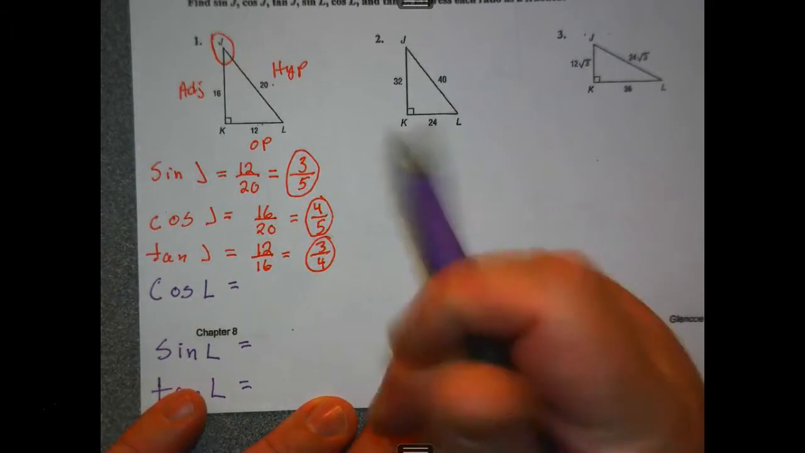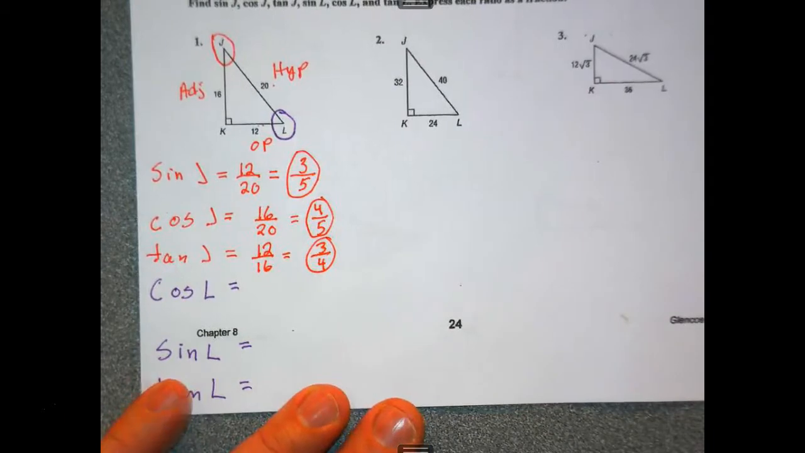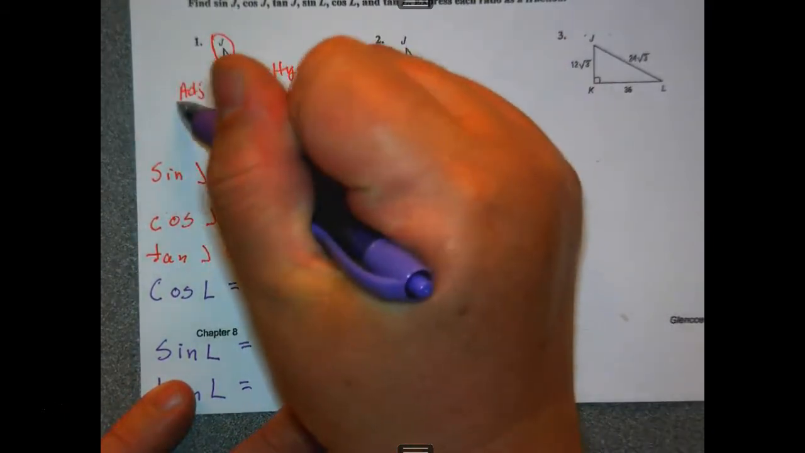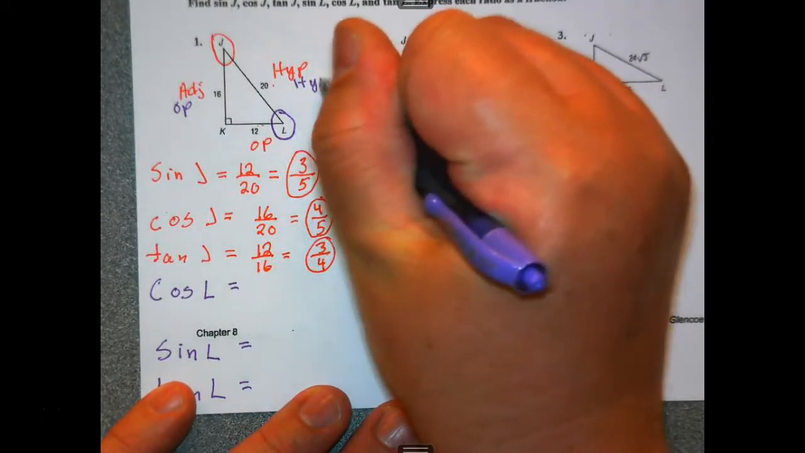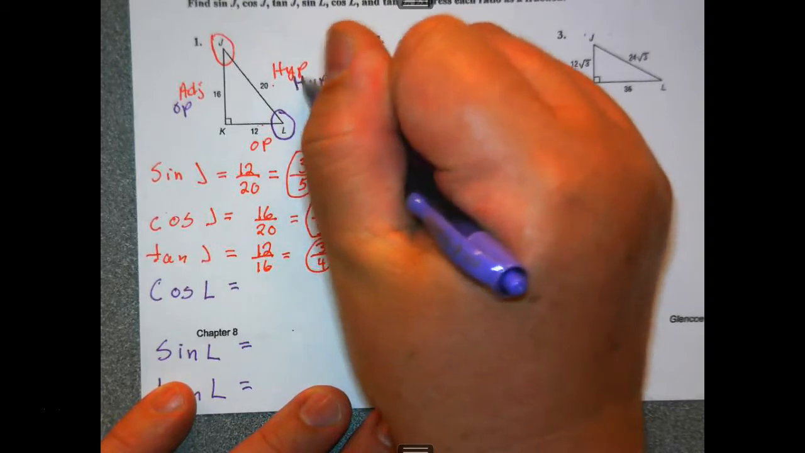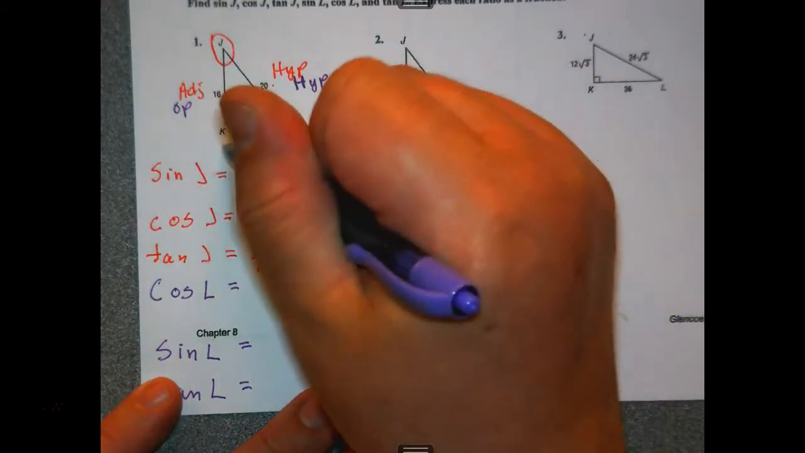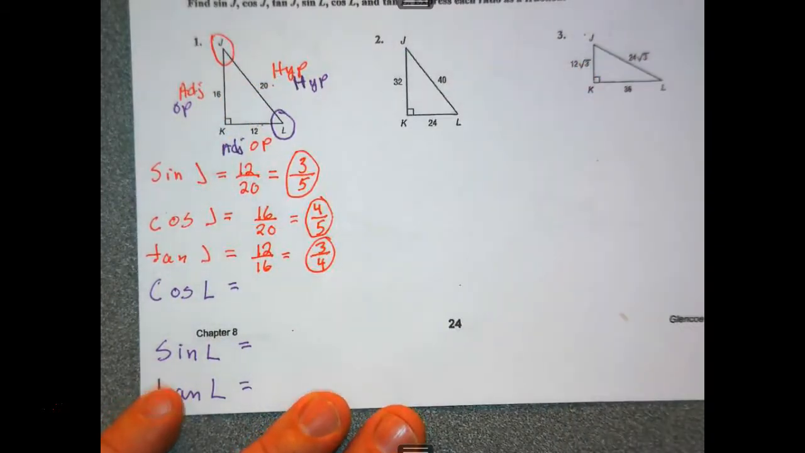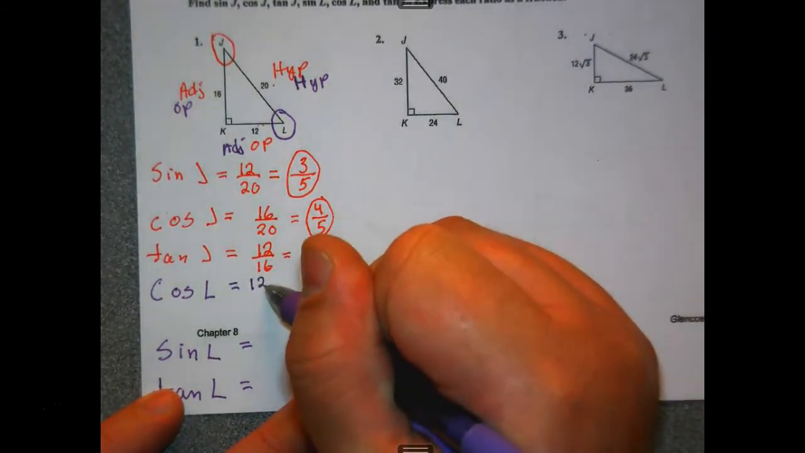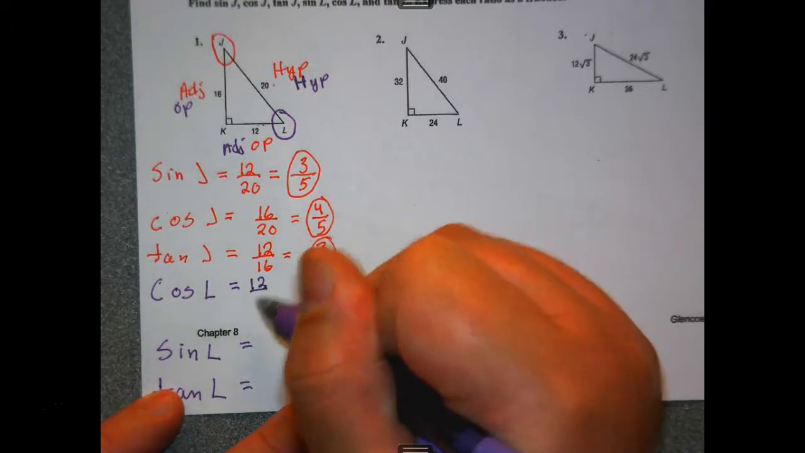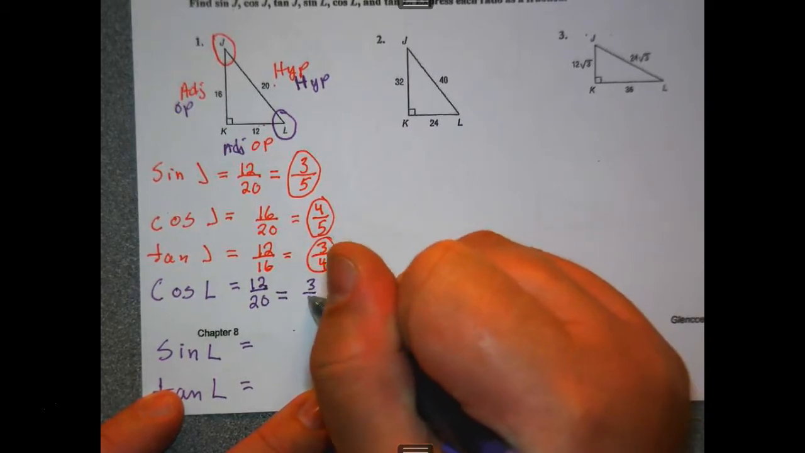Cosine is adjacent. Oh, from this one, from the viewpoint of angle L, this is my opposite. Hypotenuse stays the hypotenuse. The longest side is the side across from the right angle. And my adjacent is this side. Okay, cosine of L, adjacent over hypotenuse. And 12/20 was reduced to 3/5.